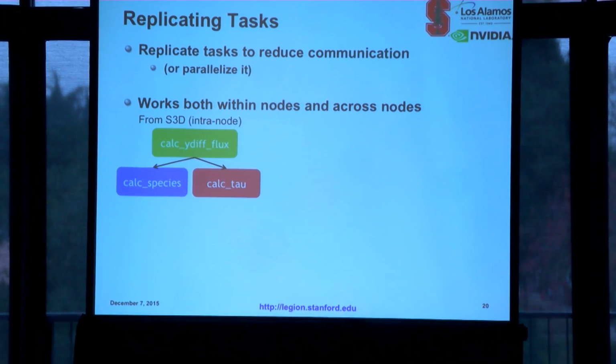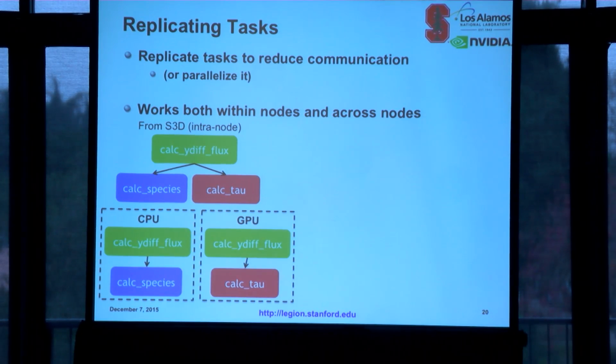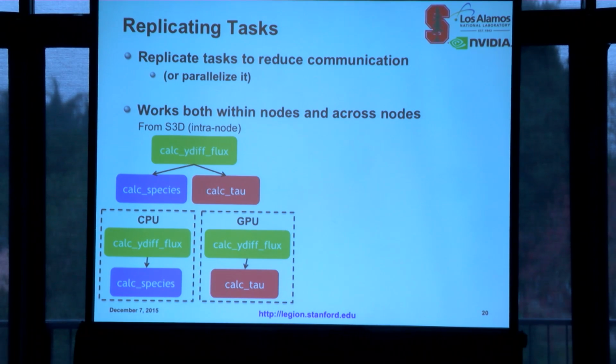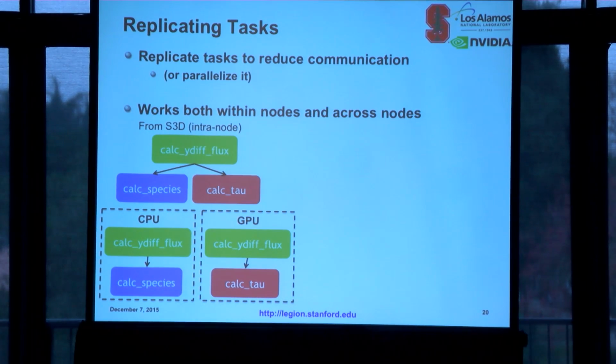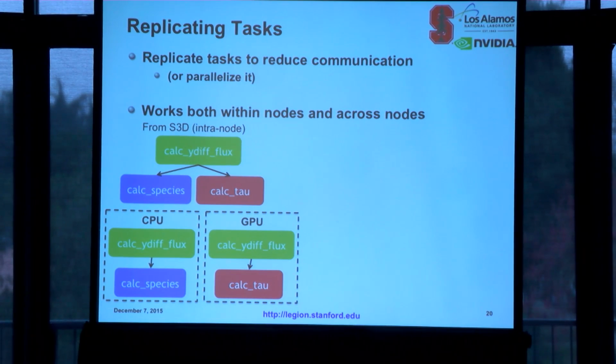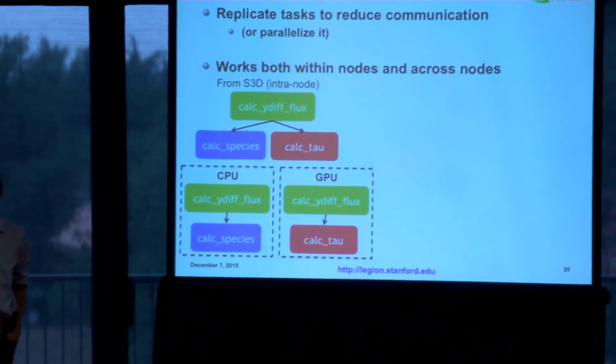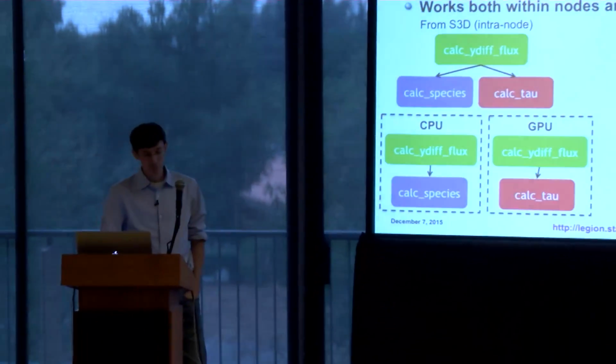But what you want to do is possibly run your calc species and your calc tau tasks on different processors. In particular, I might want to run one of those on the CPU and one of them on the GPU. But I don't want to have to pay the cost of moving that data from calc_y_difflux across the PCIe bus. So instead I want to run calc_y_difflux twice, once on the CPU, once on the GPU, have it generate the data on both sides of the PCIe bus in parallel, and then have my consumers consume that data without having to move it. So this is an example of doing redundant computation to reduce communication. In a world where communication is very, very expensive, doing redundant computation is going to be a big win in a lot of cases.